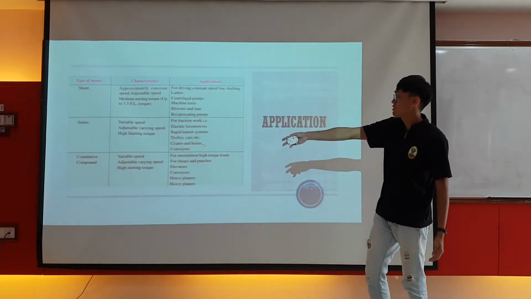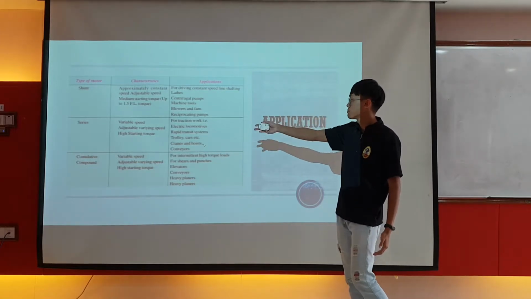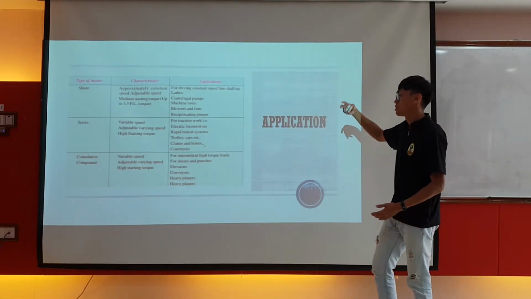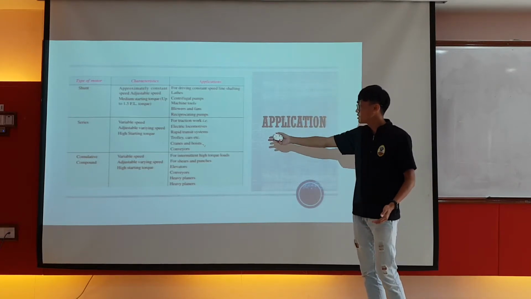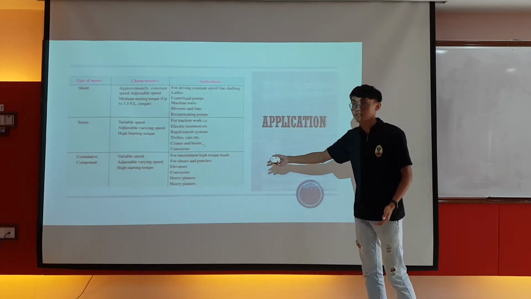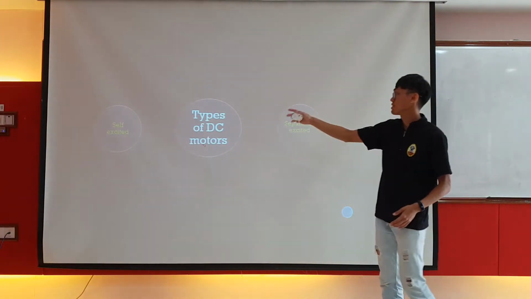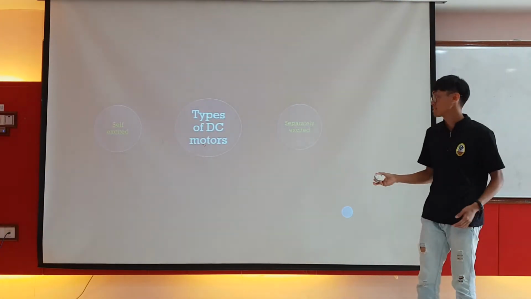And for the last, the cumulative compound, since it has variable speed, adjustable varying speed, and a very high starting torque, is normally used in elevators, conveyors, and heavy presses. And there are two types of DC motor. First is self-excited, second is separately excited.